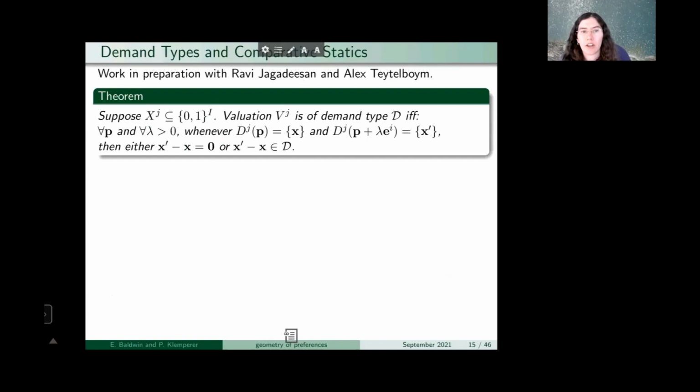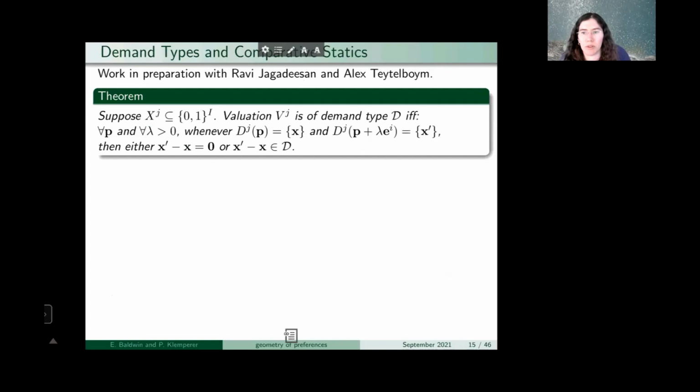So the simplest theorem we can give here is when there's only one unit of each good. And in this case, a valuation is of a demand type if and only if, when we're considering the demand at a price and the demand when we've increased the price of a single good, then either demand hasn't changed or it's changed by a vector in D, the demand type we're talking about.